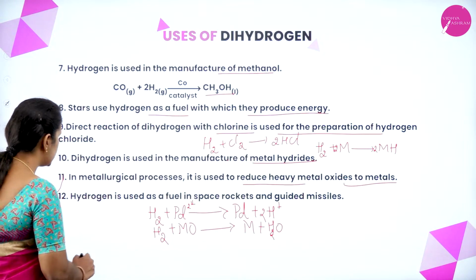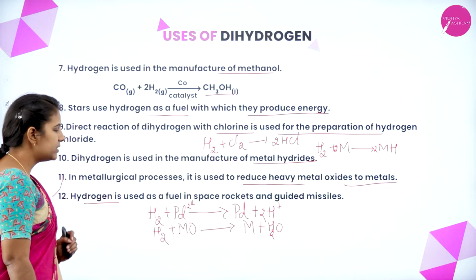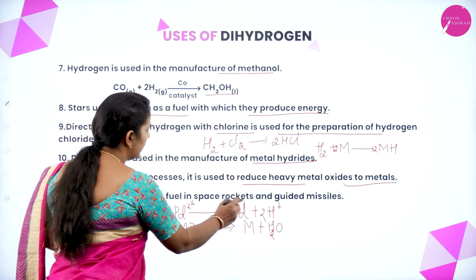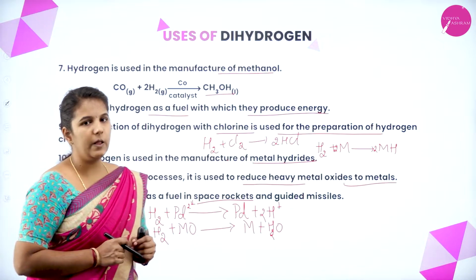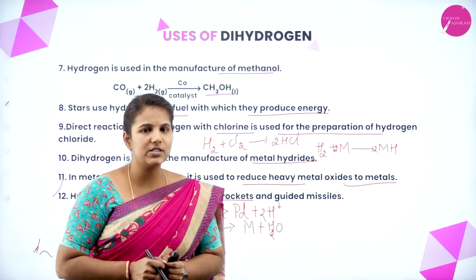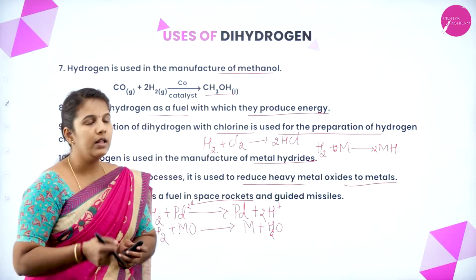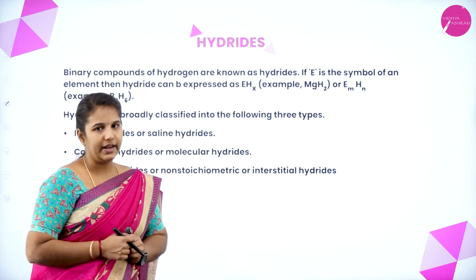And we have a last application, that is hydrogen is used as a fuel in the space rocket as well as in guided missiles. So, these are the important uses of dihydrogen and the physical and chemical properties. Now, let us see more about the hydrides.